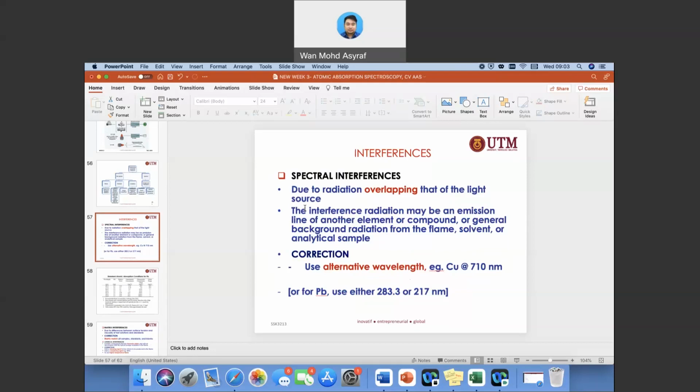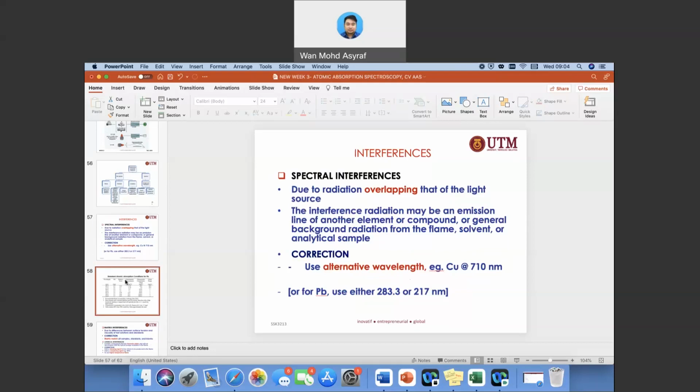The interference radiation may be an emission line from another element or compound, or general background radiation from the flame, solvent, or analytical sample. So the correction is that we need to use an alternative wavelength. For example, copper at 710 nanometer.